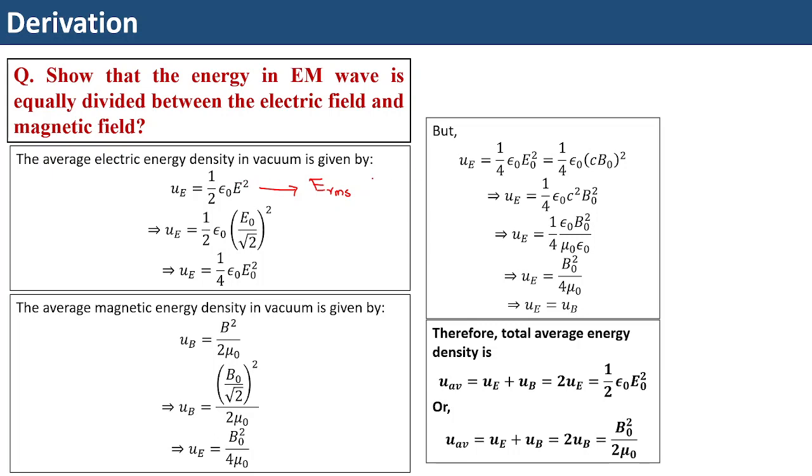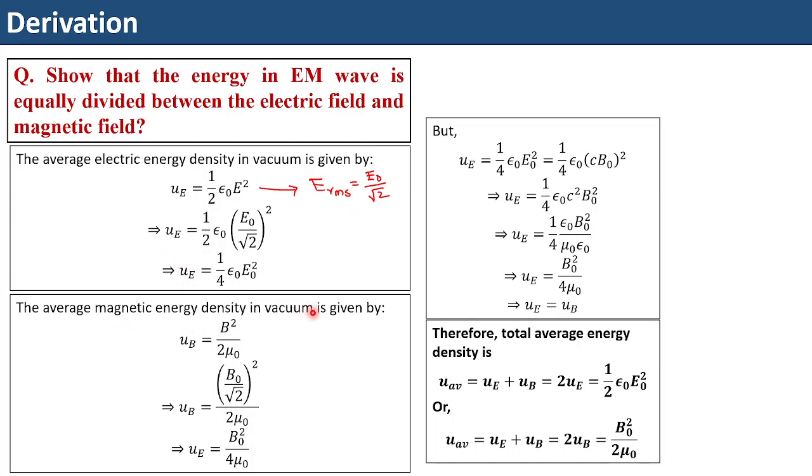Now we know that the RMS value of electric field is nothing but the maximum value divided by square root of 2. Okay, because we have already encountered it in alternating current, how to find RMS. RMS is always the maximum divided by the square root of 2. So UE is equal to half of epsilon naught, E naught by square root of 2, whole square, or we get 1/4 of epsilon naught E naught square. This is the average energy from the electric component.